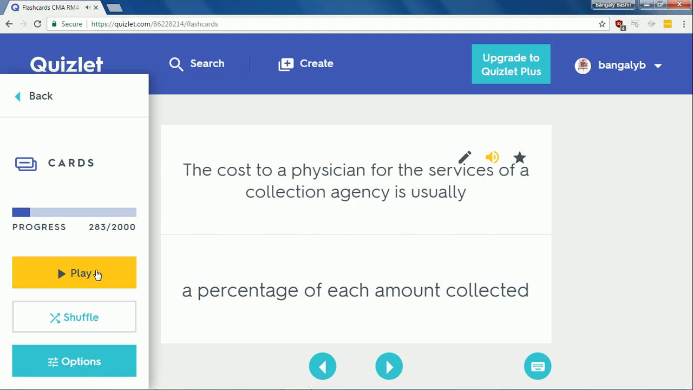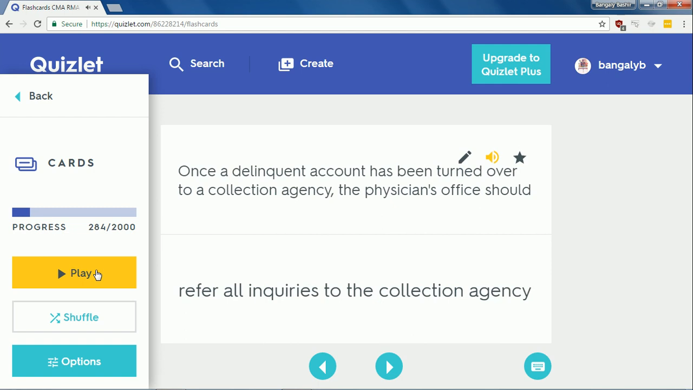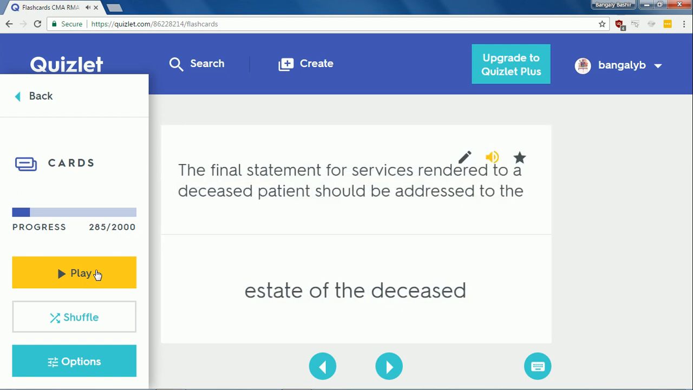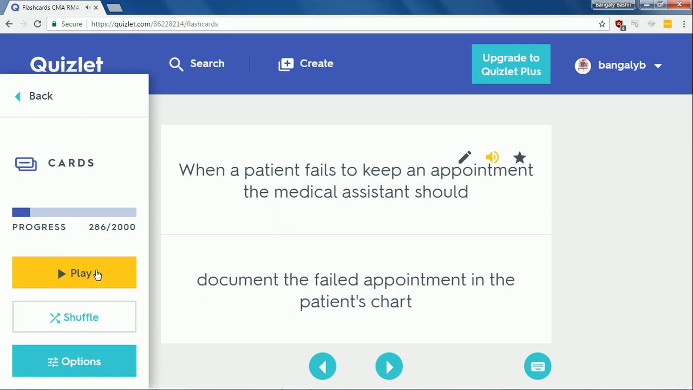The cost to a physician for the services of a collection agency is usually a percentage of each amount collected. Once a delinquent account has been turned over to a collection agency, the physician's office should refer all inquiries to the collection agency. The final statement for services rendered to a deceased patient should be addressed to the estate of the deceased. When a patient fails to keep an appointment, the medical assistant should document the failed appointment in the patient's chart.